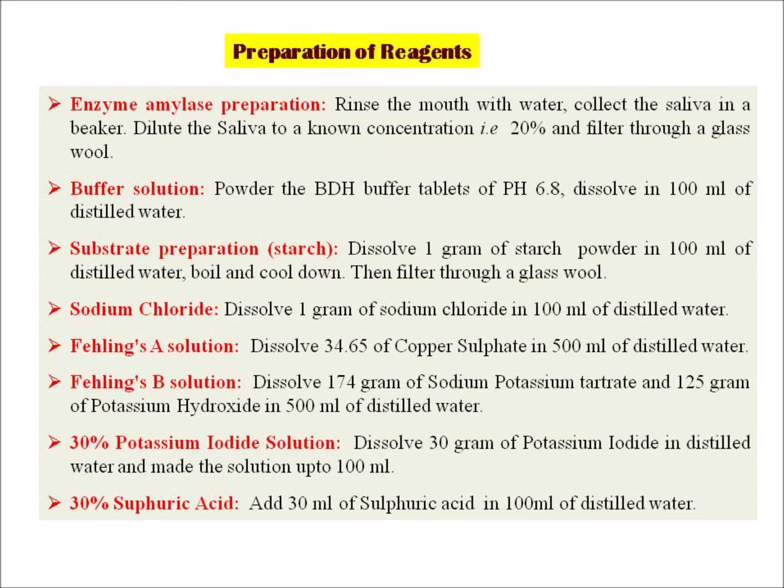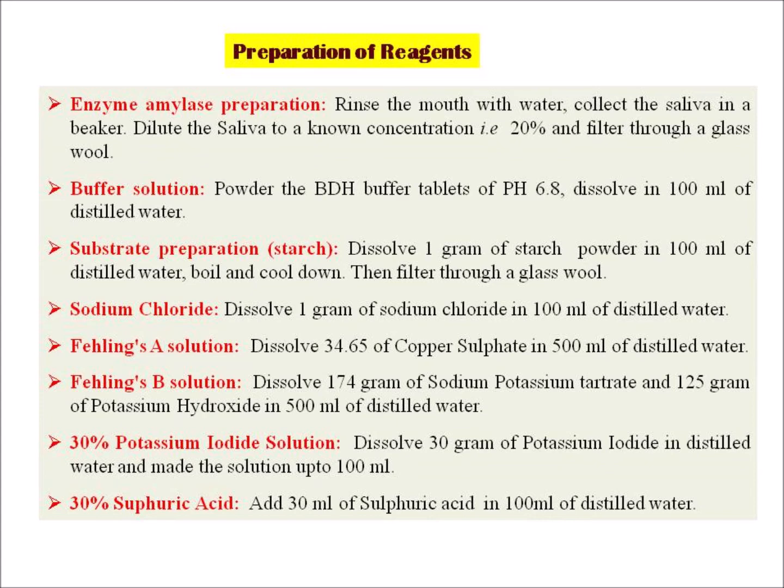Substrate preparation. The substrate is starch. Dissolve 1 gram of starch powder in 100 ml of distilled water. Boil and cool down. Then filter through glass wool. Sodium chloride: dissolve 1 gram of sodium chloride in 100 ml of distilled water.